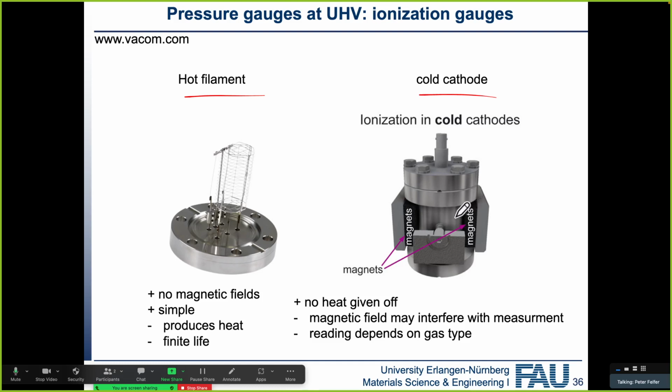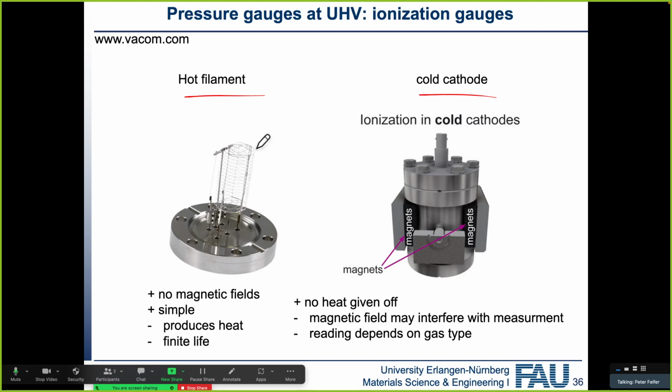Back in the 50s, 60s, when they were developed, people noticed that in chambers with these ion gauges, the vacuum reading tends to get better over time. At first they thought it's some kind of drift effect, but eventually it was clear that no, actually the vacuum gets better because the gauge itself acts as a pump.